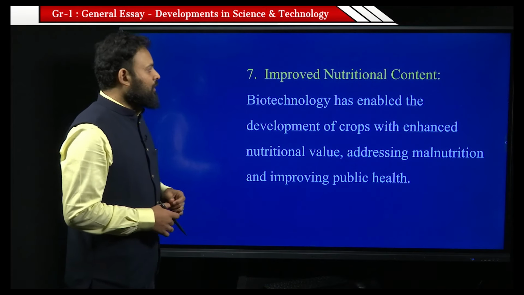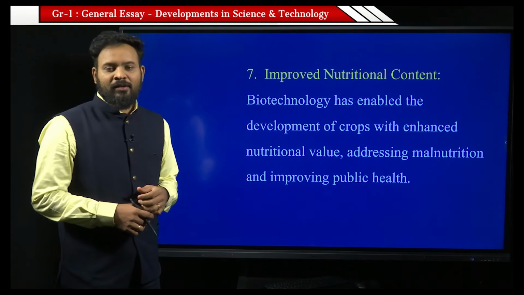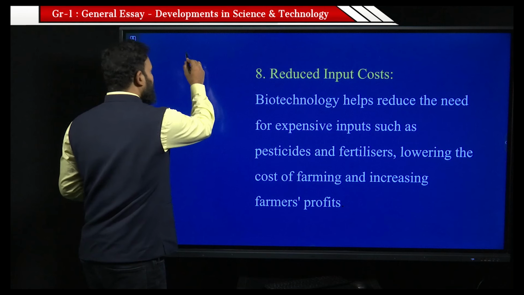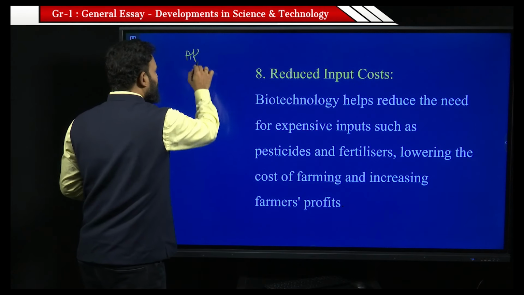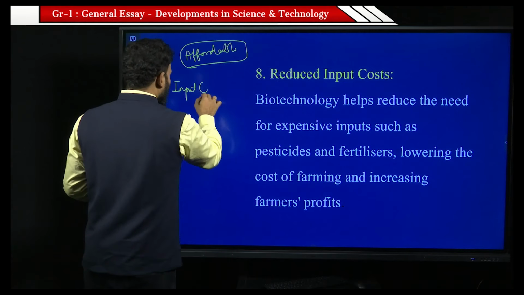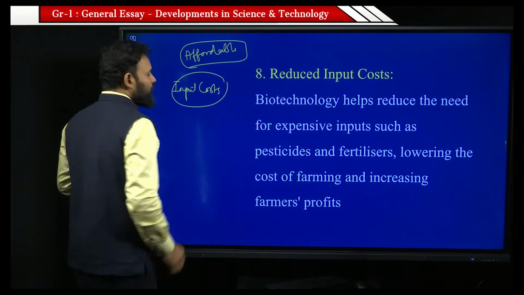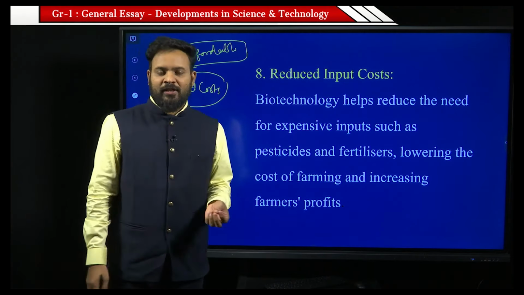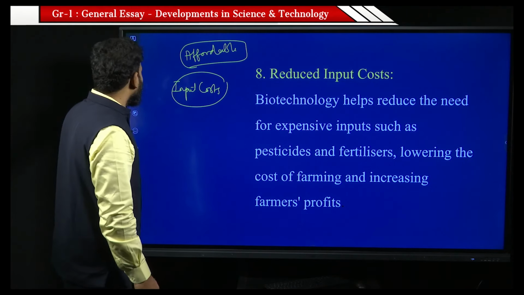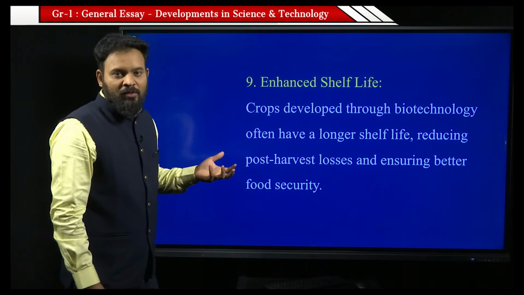Already we have discussed this improved nutritional content in the plants because of the use of biotechnology, and reduced input costs. At the same time, similar to how healthcare was being made affordable, even agriculture can become affordable, or you can reduce input costs by bringing affordable fertilizers and pesticides with more efficiency and effectiveness. So this is how you can reduce your inputs. With less inputs, more productivity.